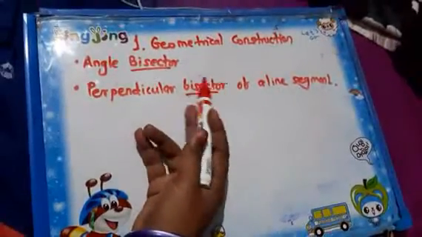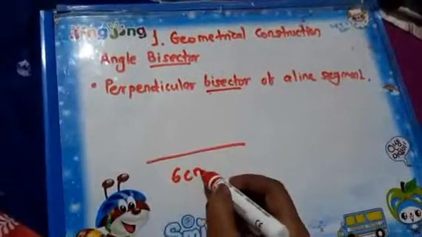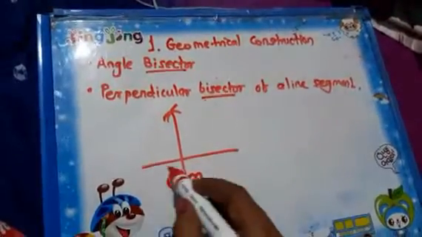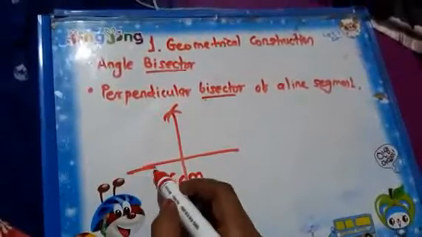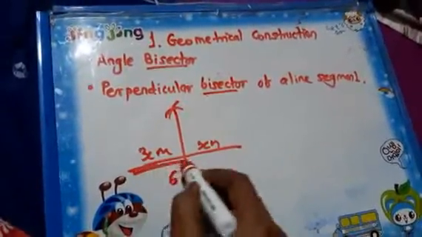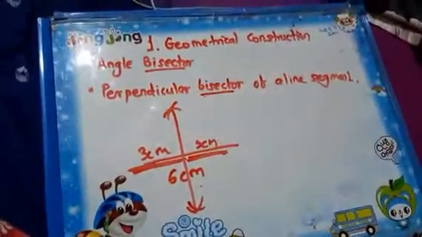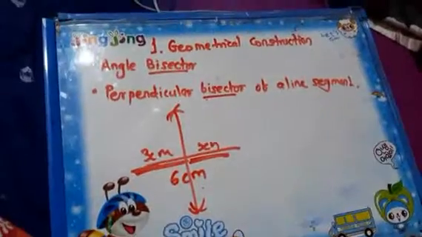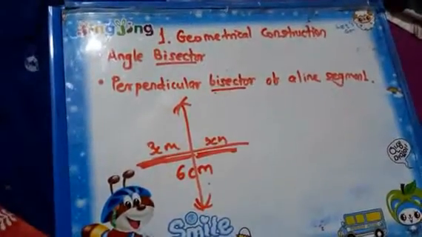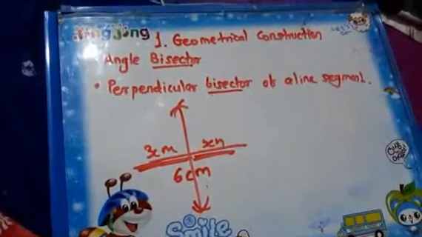Perpendicular bisector of a line segment means, suppose this is a line of 6 cm. If we draw a perpendicular bisector to it, then it will divide this line into two equal parts of 3 cm. So this part will be 3 cm and this will be 3. So bisector means it is dividing an angle or line into two equal parts. Last year you already learned how to do that, so once again we will just see how to do that.